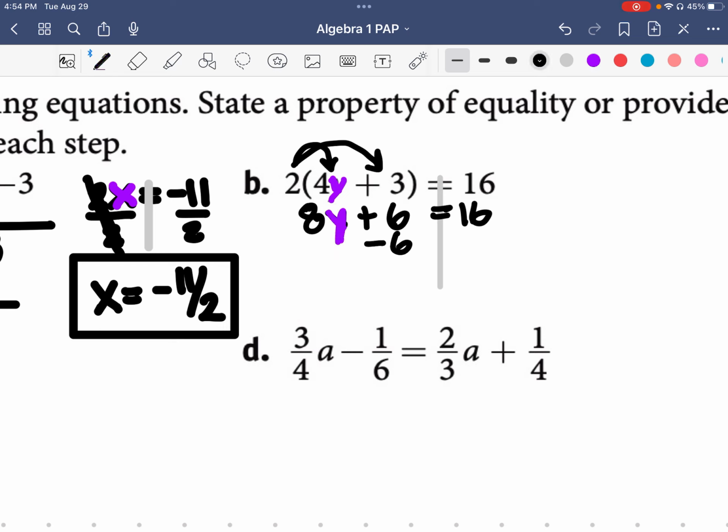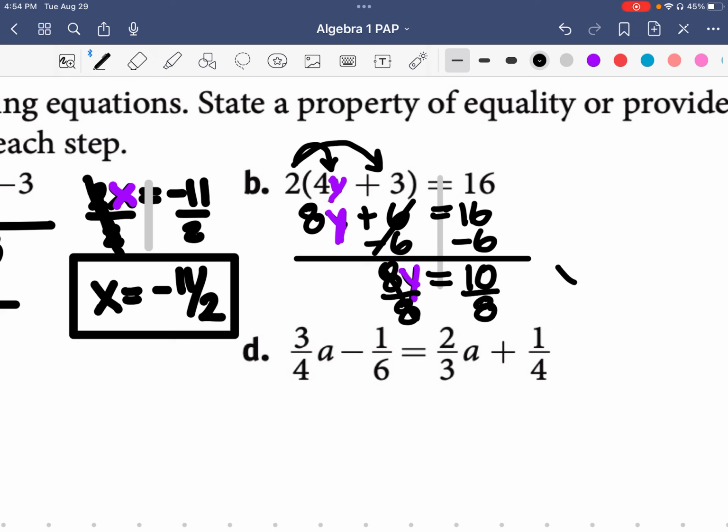Once again, I'm going to get rid of my addition by using the subtraction property. I'm actually going to go ahead and subtract. This is simplifying. And then lastly, I'm going to use the division property to get the variable y by itself. And I'm going to go ahead and simplify. Since 10 and 8 are both even numbers, I know that 2 divides in there, which would give me 5/4. That is my final simplified answer.